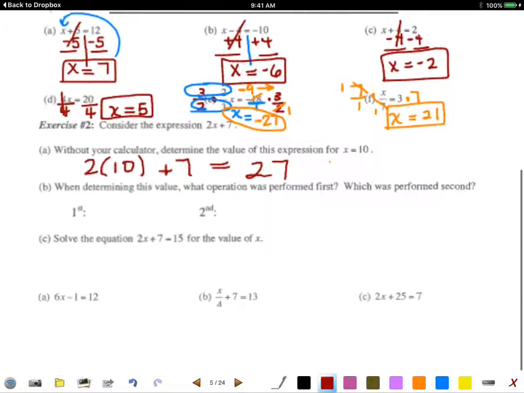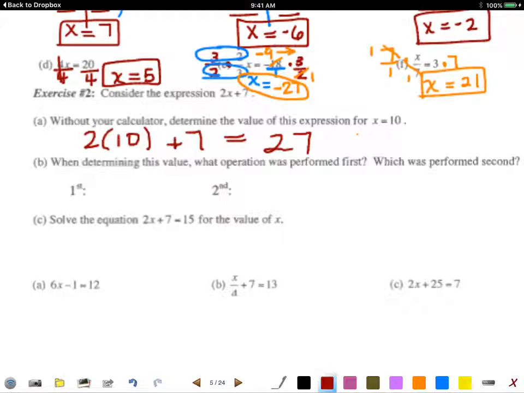Okay, then part B says, well, when determining this value, what operation did you perform first? What did we do first? 2 times 10. We did multiplication. We did the 2 times 10, so multiplication. And then what did we do second? Addition. We did addition. Okay?